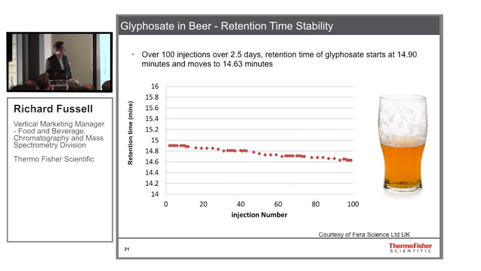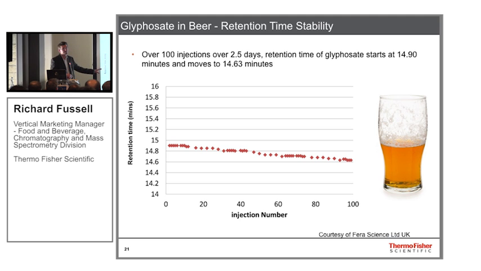And then again, if you look at the retention time drift with this analysis, we did 100 continuous injections over 2.5 days, and the retention time gradually declined over time from 14.9 minutes to 14.6 minutes. So it's not variable, it's just a systematic slight decline in the retention time. But I think this is much better than the performance that you get using the Hypercarb column, because it's more random in Hypercarb.